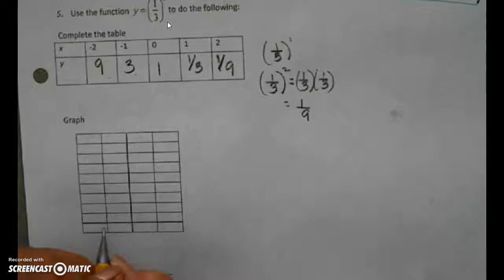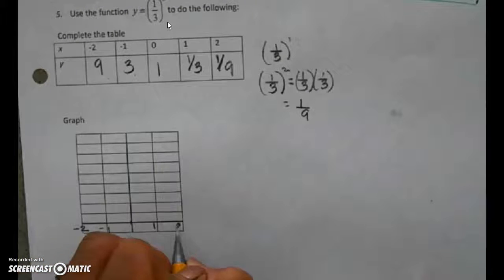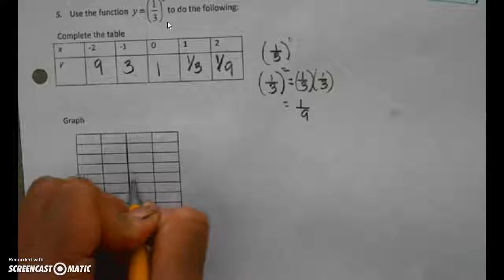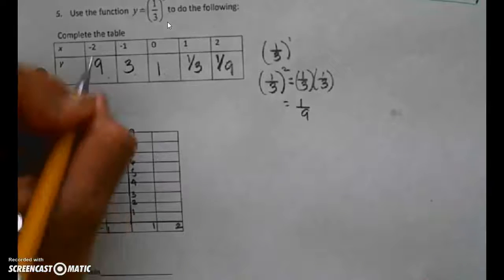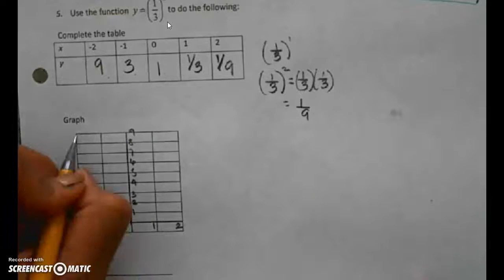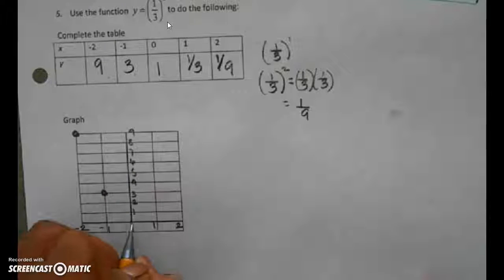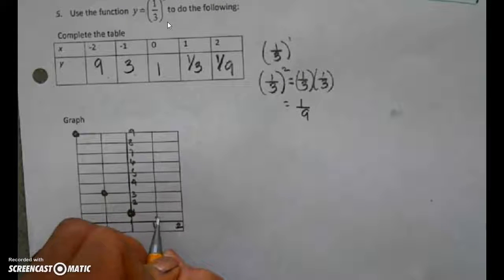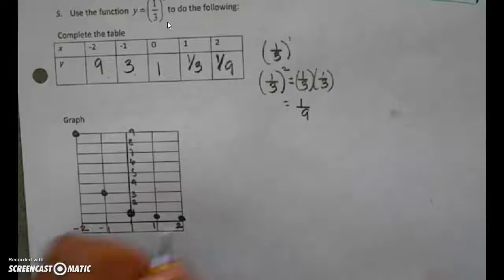So I know this is -1, this is -2, that's 0, 1, and 2. I think I can go by ones. I think I have enough. 4, 5, 6, 7, 8, 9. So at -2, 9; at -1, 3; at 0, 1; at 1, 1/3, it's about here, about a third; and then 1/9, even closer to 0.